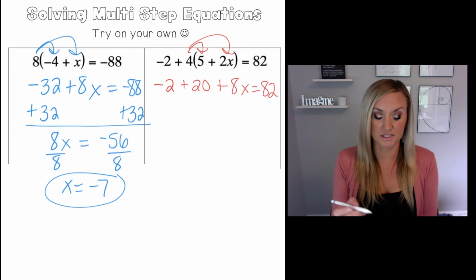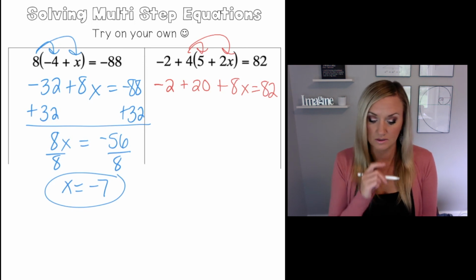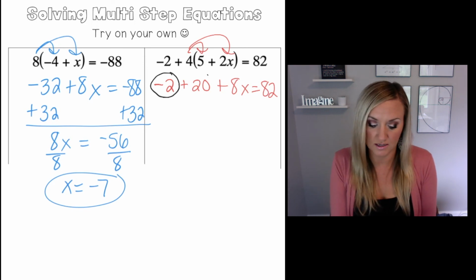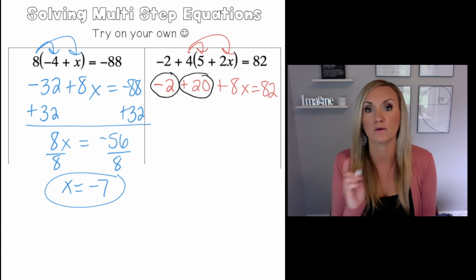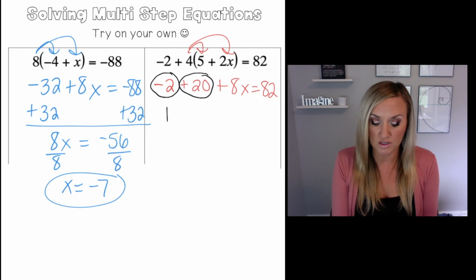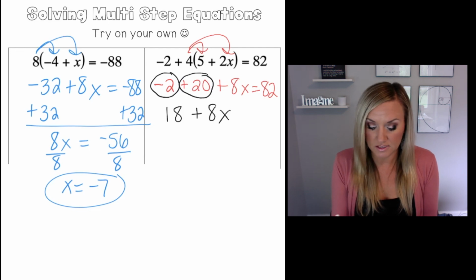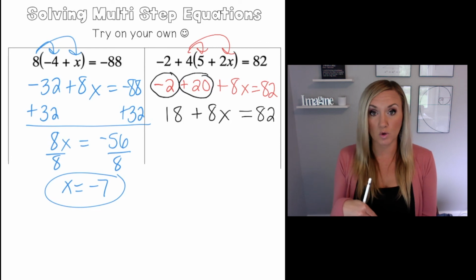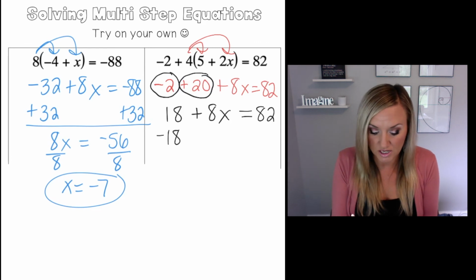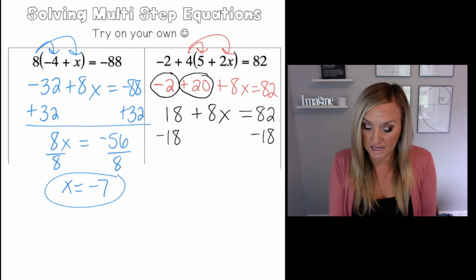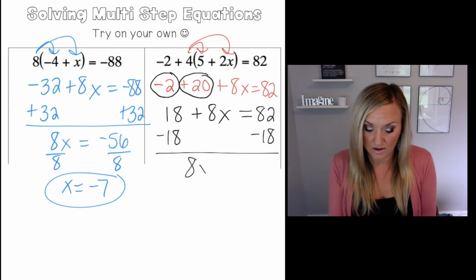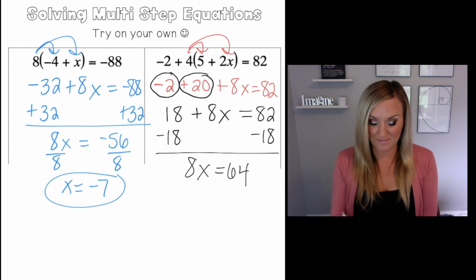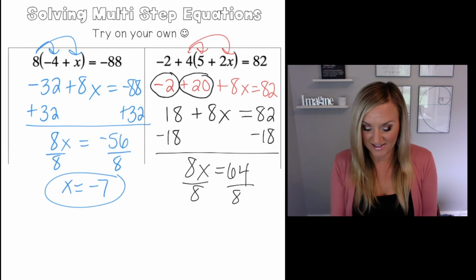All right, do you see any like terms? I see a negative 2 and a plus 20. Those two are our like terms, which gives us 18. Plus an 8x equals the 82. So then the next step is we're going to subtract the 18 from each side. And when we subtract the 18 from each side, we have 8x equals 64. Divide each side by 8, and x equals 8.